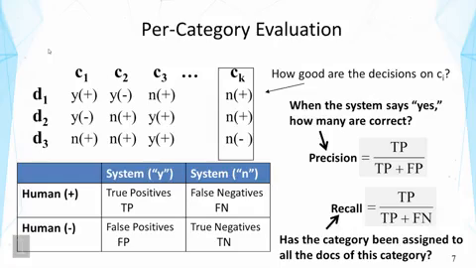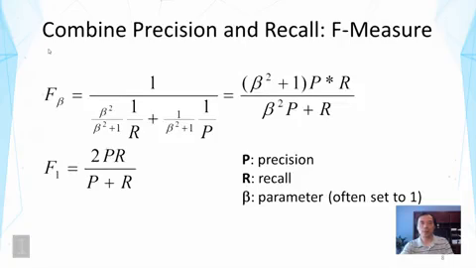It's sometimes also useful to combine precision and recall as one measure, and this is often done by using an F measure. And this is just the harmonic mean of precision and recall defined on this slide. It's also controlled by a parameter beta to indicate whether precision is more important or recall is more important. When beta is set to 1, we have a measure called F1, and in this case, we just put equal weight on both precision and recall. F1 is very often used as a measure for categorization.